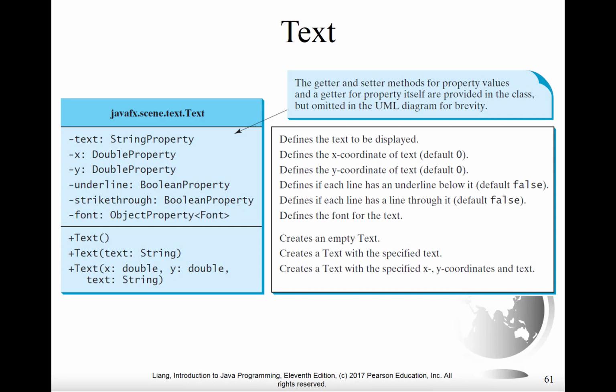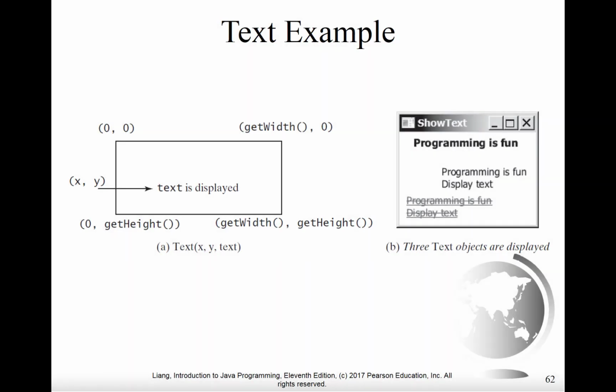Here we have the UML diagram for Text. Notice that you can create an empty Text because we do have a no-arg constructor. There's also a constructor that takes a string argument, and then finally there's a constructor that takes 3 arguments. The first 2 are doubles indicating the X and Y coordinates of the text where you wish it to appear, and the last is the actual string of text. We're about to do a demo in which we're going to be showing the use of the Text object.